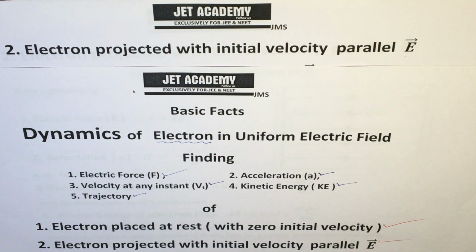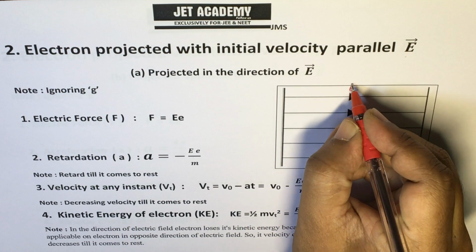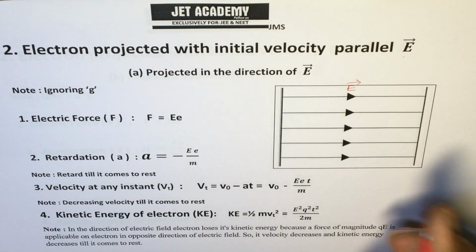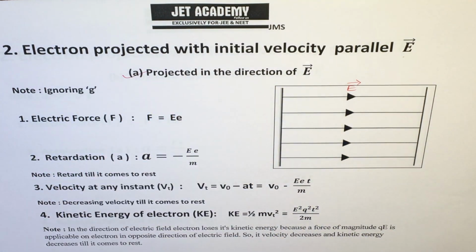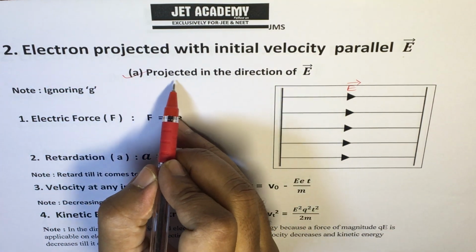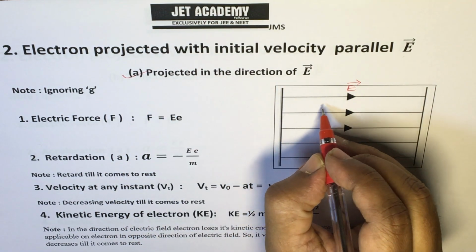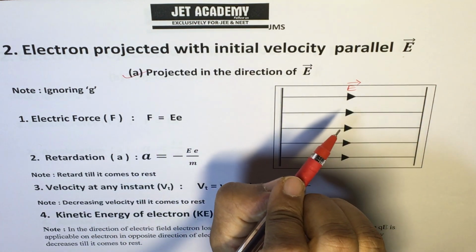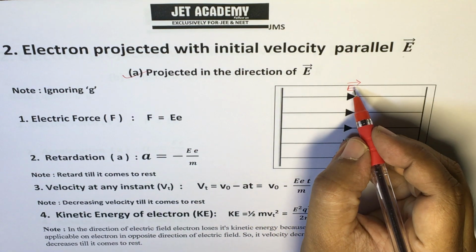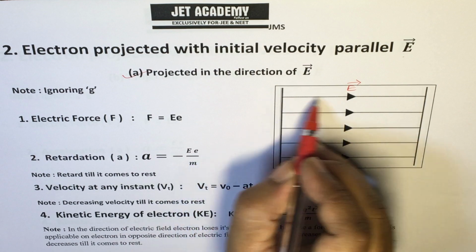But parallel means, now the question arises, in which direction? Means this is E, parallel means this or this, that's why we are going to discuss the two cases. If the electron is projected in the direction of E, in the first case, we are not going to keep the electron at initial velocity 0. We are projecting, injecting it into the electric field, in this case in the direction of E. In the direction of E means left to right.